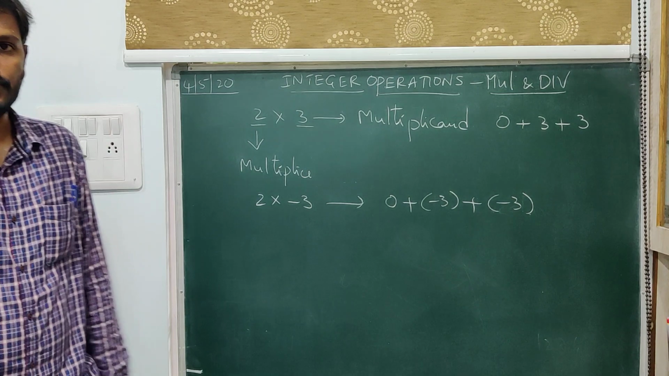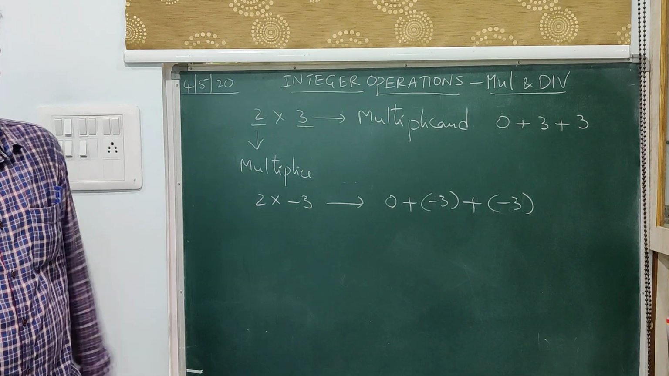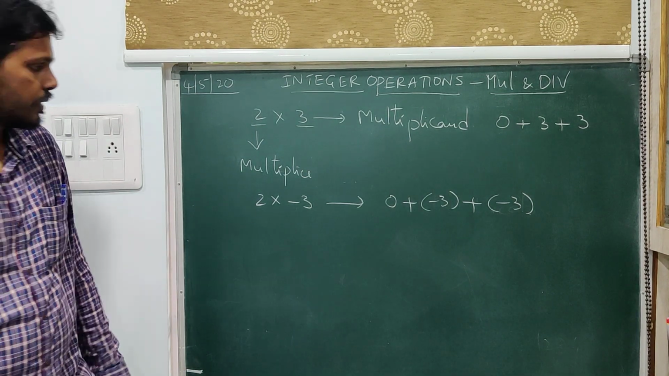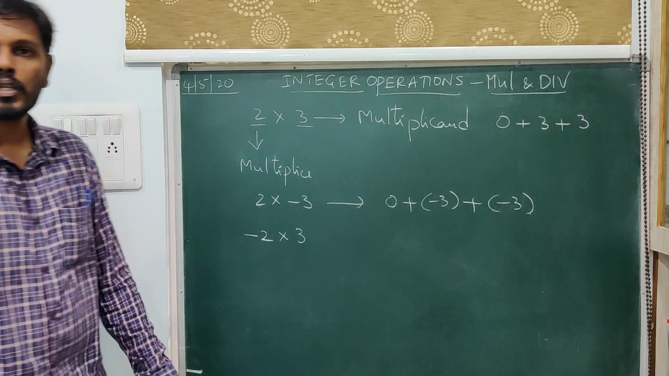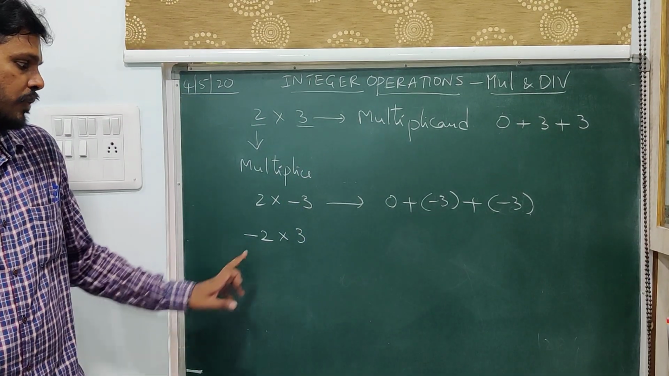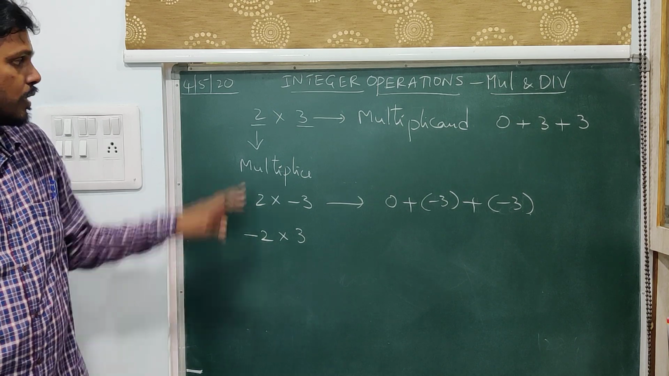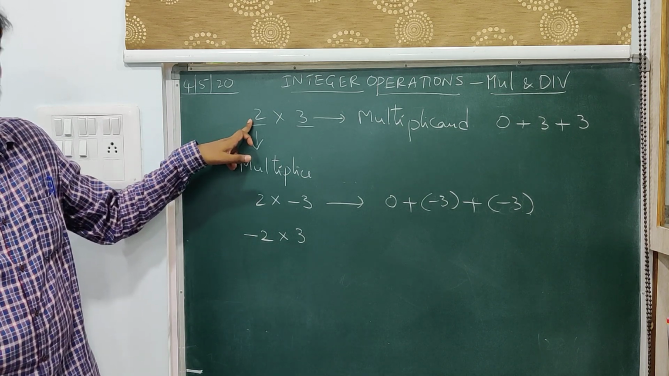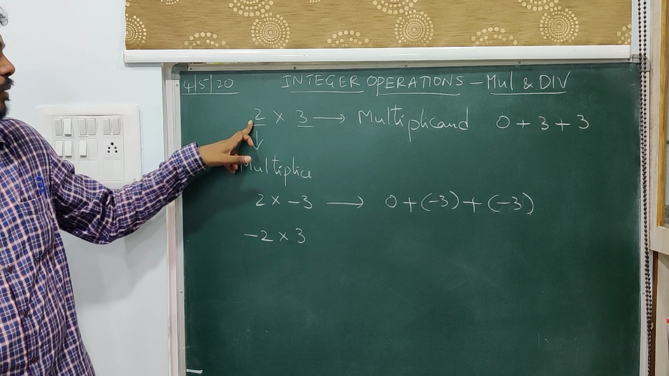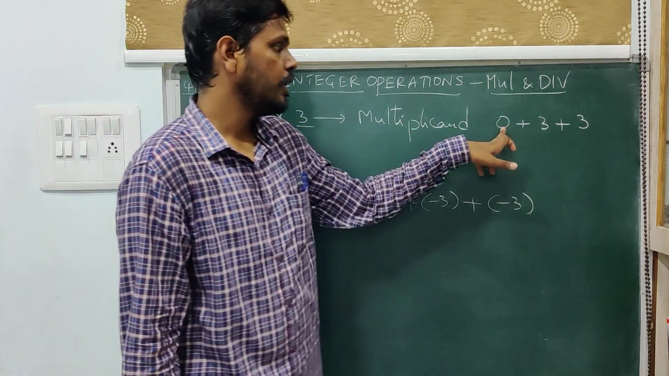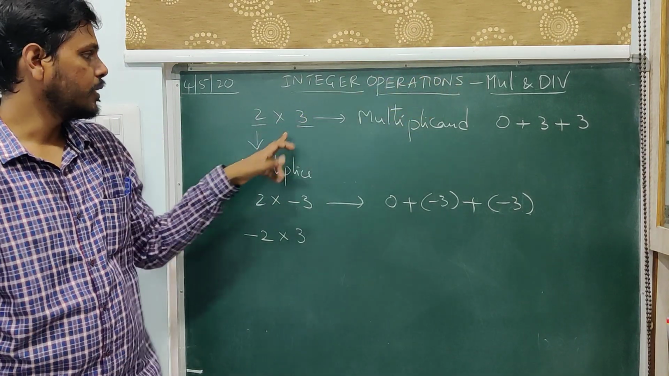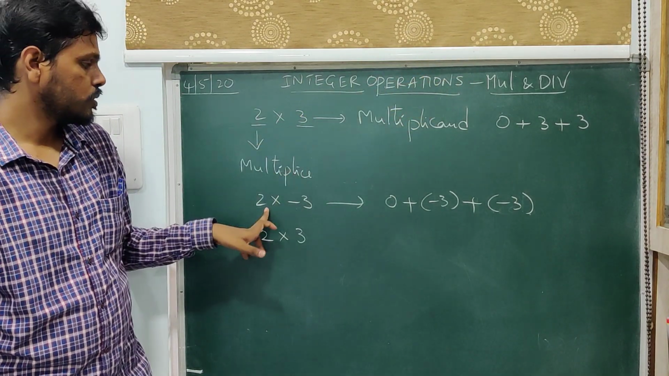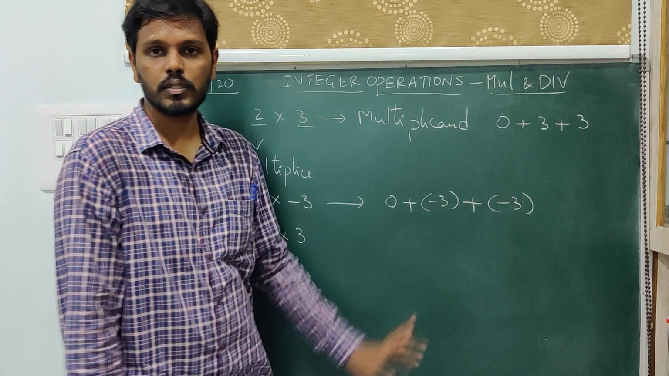Now these were rather easy. The question comes, what if the multiplier is a negative number? Suppose you have the case minus 2 into 3. When you have a positive integer 2, we have 0 plus 3 plus 3, which means positive indicates addition of 3. Positive indicates addition of minus 3 in the other case.